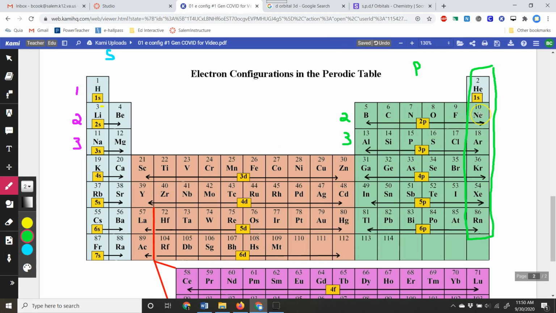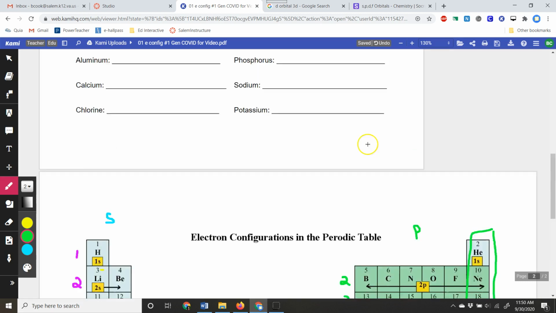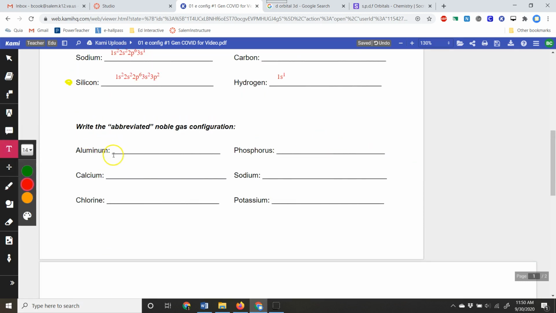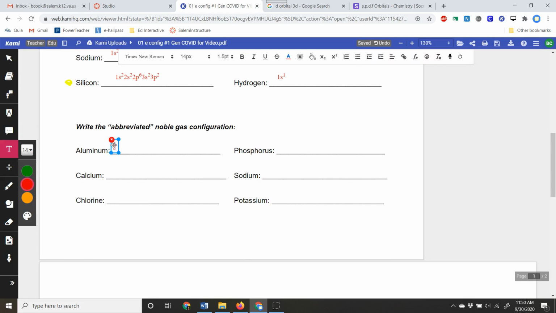So we're going to go from neon, and then we're going to go through the row until we get to aluminum. 3s2, 3p1. So let's go ahead and type that in. So remember to use your square bracket. So we got neon, and then after neon we had 3s2, and then we had 3p1.